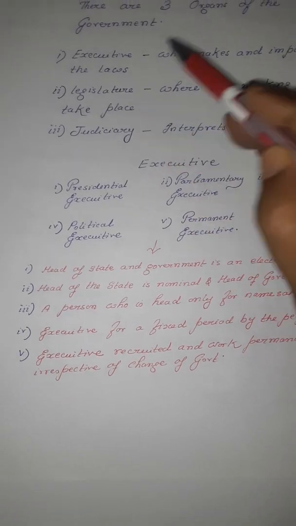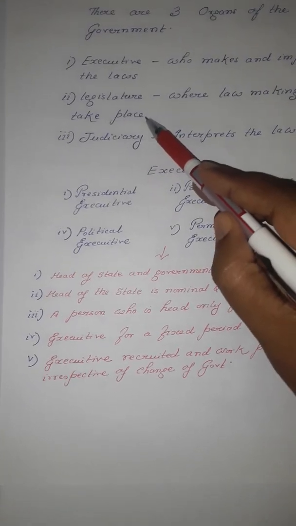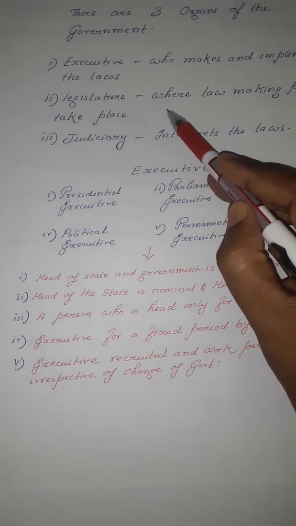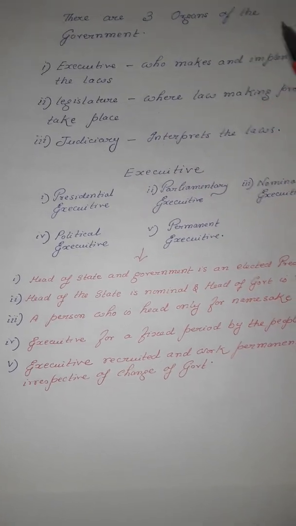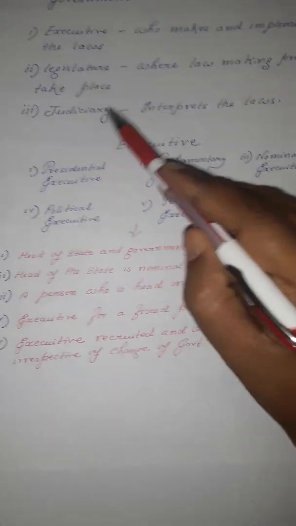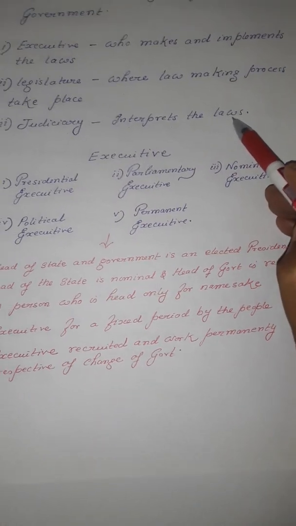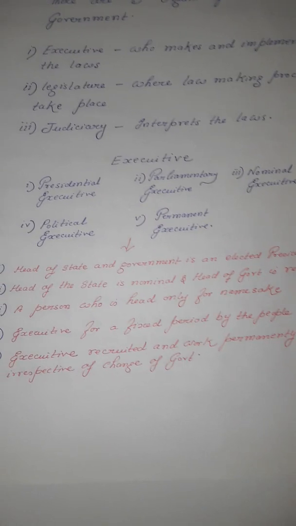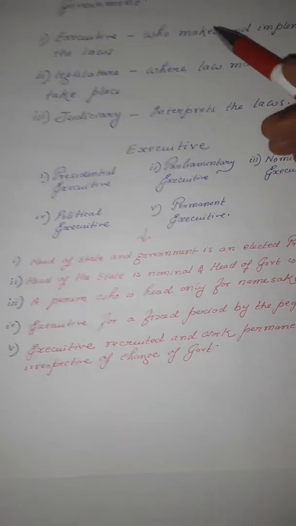Now, the legislature is where the lawmaking process takes place. Example: Parliament, different state legislative assemblies. The judiciary interprets the laws. Example: the Supreme Court or different state high courts.